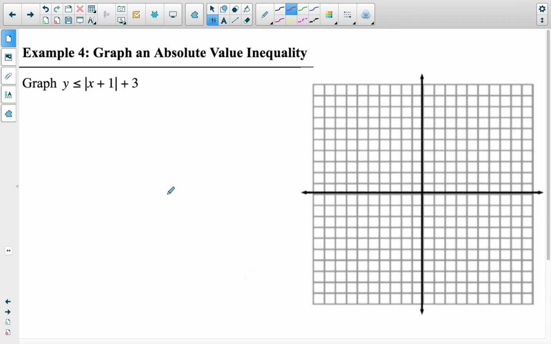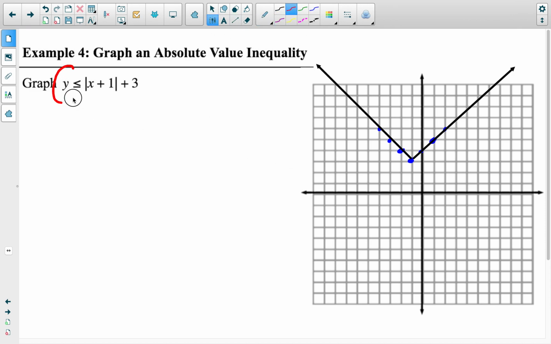Last one, same thing, we're going to graph it. Pause the video while you give this one a try. Okay, hopefully you have paused the video and given it a try. Our absolute value graph is going to have a vertex at -1, 3. So it's going to be transformed left and up. And then take a look at these rays. We come and see our V shape. Ask yourself, which side are we going to shade?